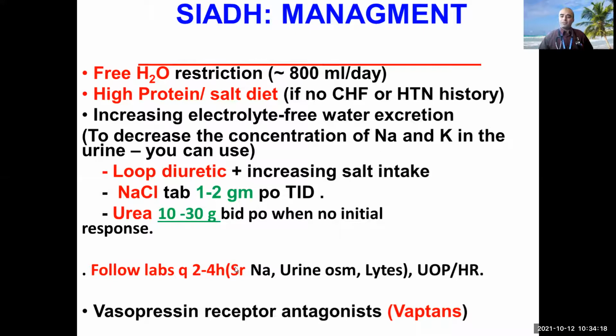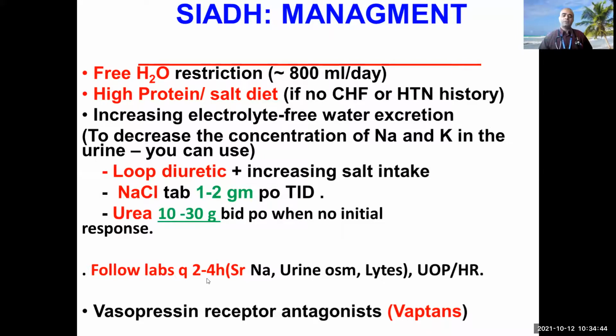For serum sodium, urine lytes, urine osmolality, and urine output hourly. As I mentioned before, if your urine output increases more than 200 for 2 hours, please take care. Your patient is going to overcorrection and they will go to osmotic demyelination syndrome. You should keep the DDAVP beside your patient on standby.